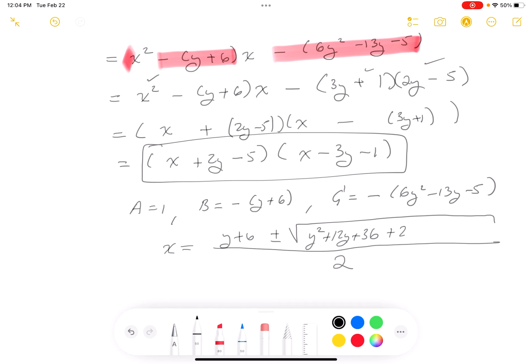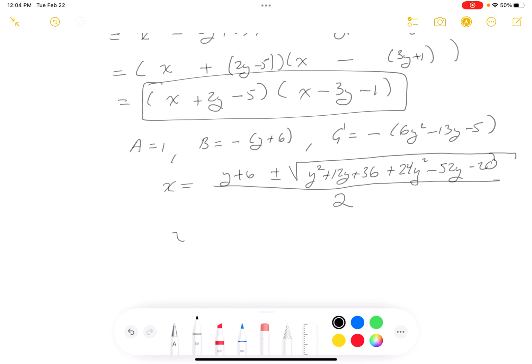plus 24y squared minus, let's see, 52y. I'm doing the 4ac, minus 4ac, right? So that'll be 4 times that, and that's going to be minus 20 now. And I hope you can appreciate how much more work this is. But I got to continue. And so where are you going now with that? Well, I got to find the roots.